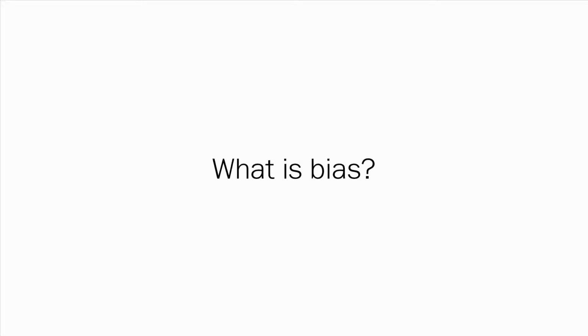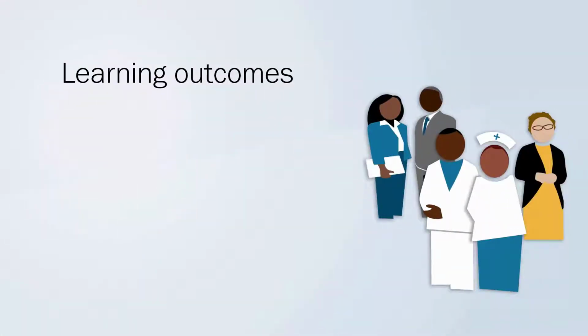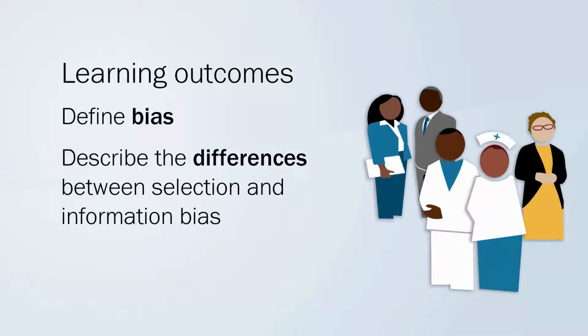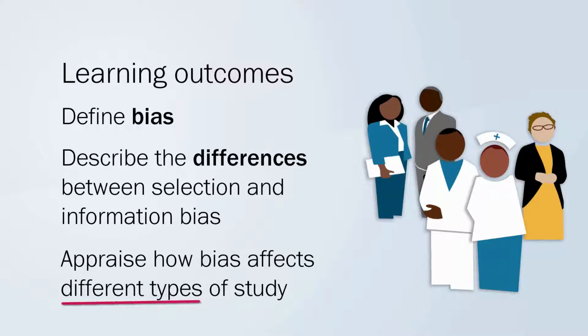What is bias? By the end of this presentation, you should be able to define bias, be able to describe the differences between the two main types of bias, selection and information bias, and appraise how bias affects different types of study.